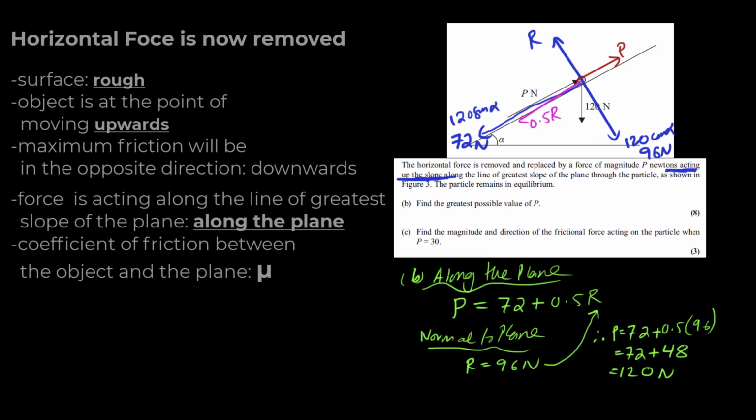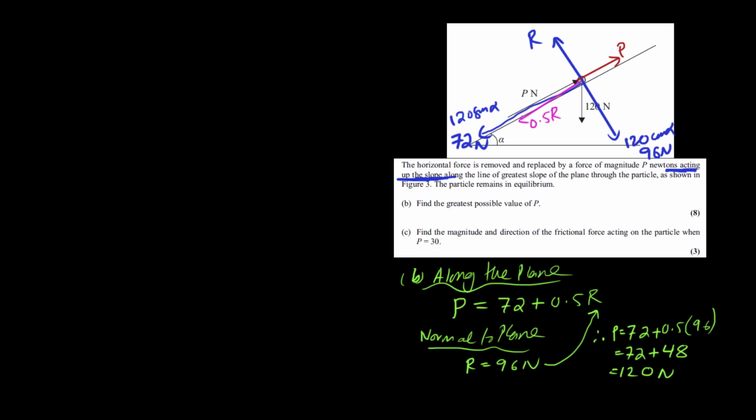So in question number C, we have to find the magnitude and direction of the frictional force acting on the particle when P equals 30. So if we change the value of P and think of a different situation, what is going to happen? Normal to the plane, the reaction force is not going to change, because the value of P does not affect the component 120 cos alpha. So the reaction force is still going to be 96 Newton.